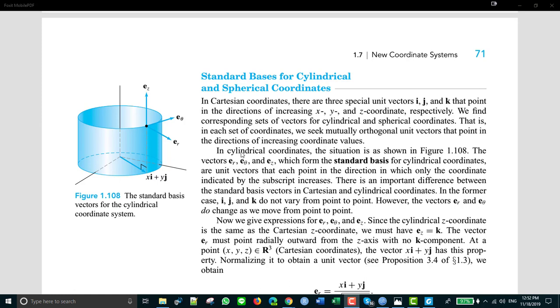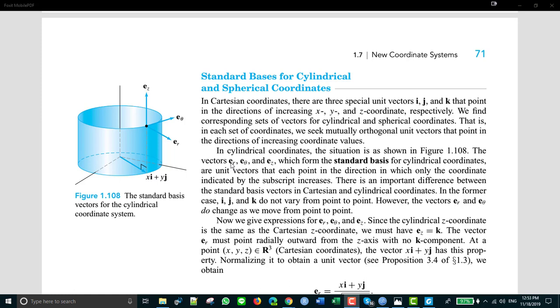So first we'll talk about it for cylindrical coordinates. And as you recall, here's a little r, here's a little theta, here's a little z. Those were the coordinates in the cylindrical coordinate system. So we want to get an E, which is in the direction of r.